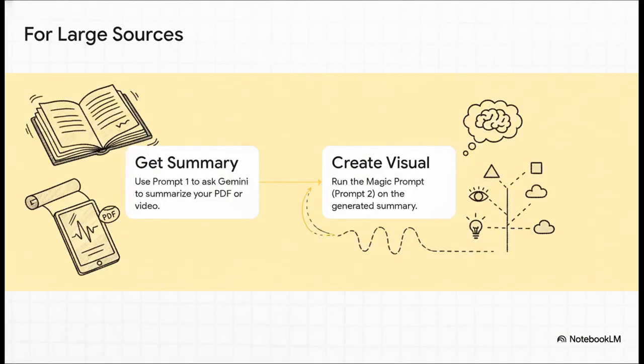So how do you do it with a big document? It's almost too simple. Your first prompt just changes from explain to summarize. You just ask Gemini to summarize your PDF or video. Once it spits out that text, you run our magic prompt on it. That's it. Same process, just a much more powerful way to use it.